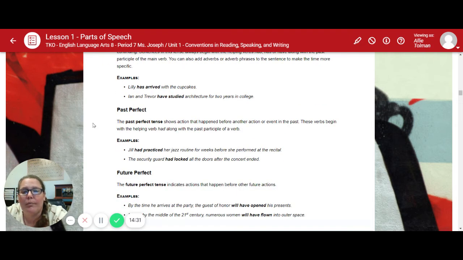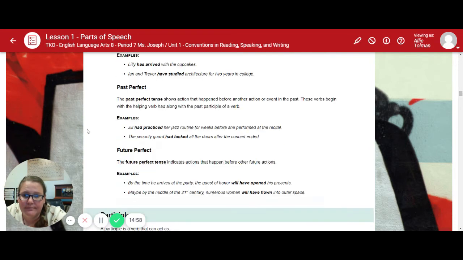Now we're moving on to past perfect. The past perfect tense shows action that happened before another action or event in the past. These verbs begin with the helping verb had, along with the past participle of the verb. Our examples. Jill had practiced her jazz routine for weeks before she performed it at the recital. The security guard had locked all the doors after the concert ended.